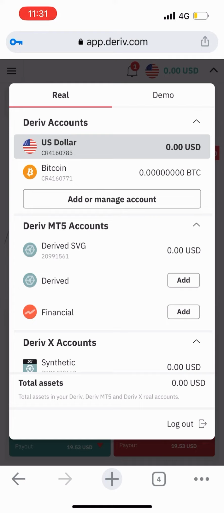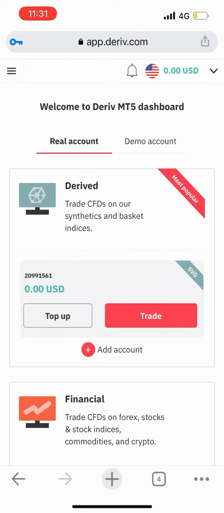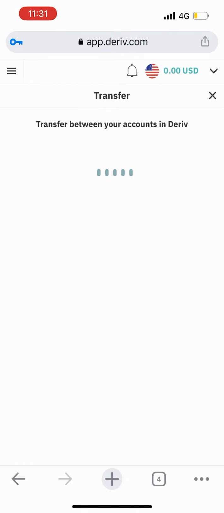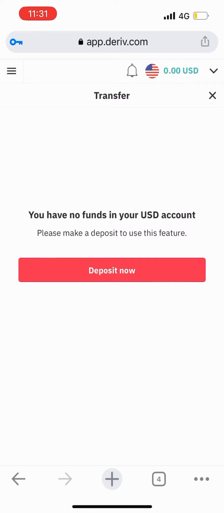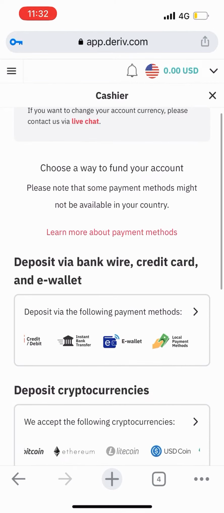So let's try to deposit on the Thrive SVG or the MT5 account that I have and test our beginner's luck. But anyway, it's just speculation. It's not actually beginner's luck. But yeah, so you can see that I have no funds in this account, never deposited any money. So this is the first time.